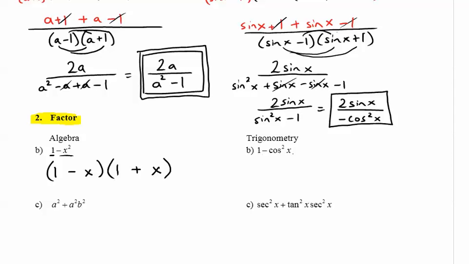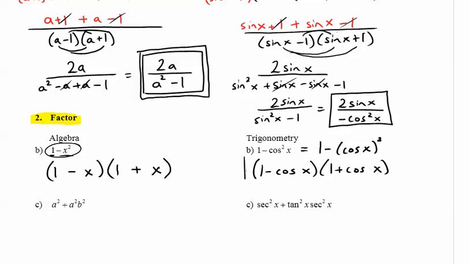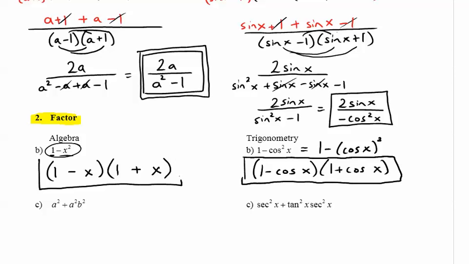Now when you see something like 1 minus cosine x squared, and remember that cosine squared x really just means cosine x squared, so really we have the same form as on the left. It's a difference of squares. We can write 1 minus cosine x and 1 plus cosine x. So this actually isn't making the expression any simpler. There is another way to make it simple using sine, but the question is asking us to factor, so instead we'll just factor the expression.